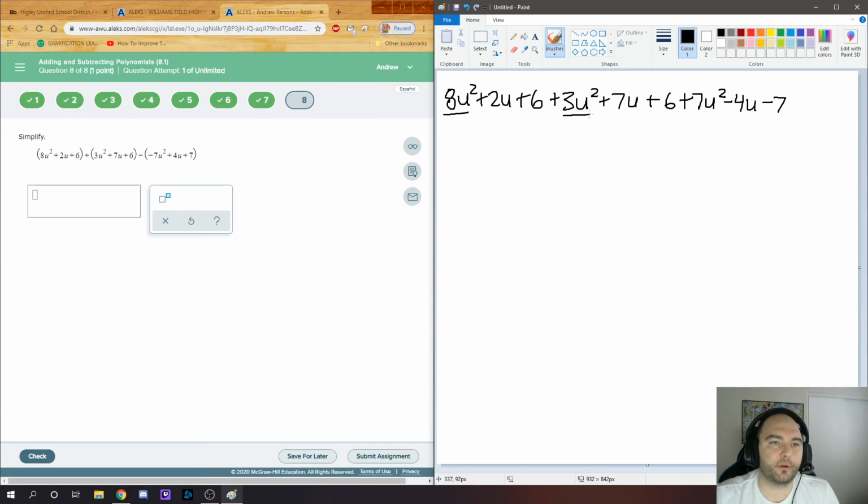Now it's a 3-parter, which is a little bit more than our other ones, but still just add the like terms. 8 plus 3 plus 7, that will be 18 u squared. We've got 2u, 7u, negative 4u, and that gives us 9 minus 4, which is 5u. And we've got 6 minus 7, so that's 12. We add the 6's, and minus 7 makes a 5.